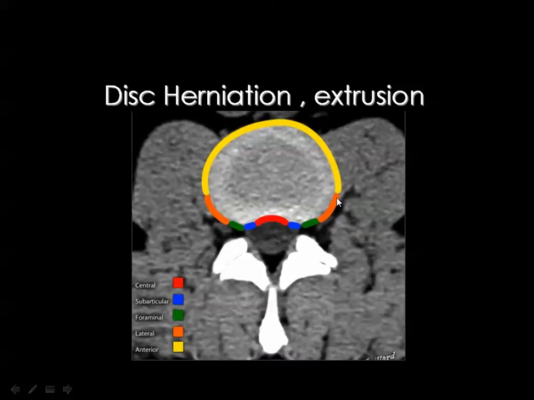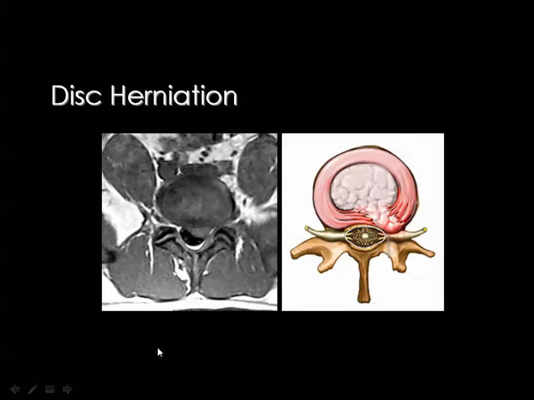And the fourth one is outside the foramen, but it still has relation to the nerve root, and this is known as extraforaminal or lateral disc herniation. Then the anterior disc herniation is, of course, of little significance, as you know, and it corresponds to this yellow color. Then here is an example.